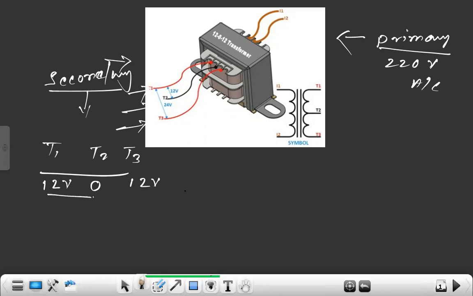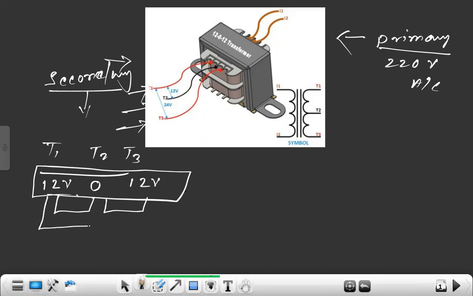So what will we get? We will get 12 volt out of this transformer accordingly. Here is 0 to 12 and here is also 0 to 12. If we take from 12 to 12, we will be able to get 24 volt. Here we will get 12 volt. Here we will get 12 volt.